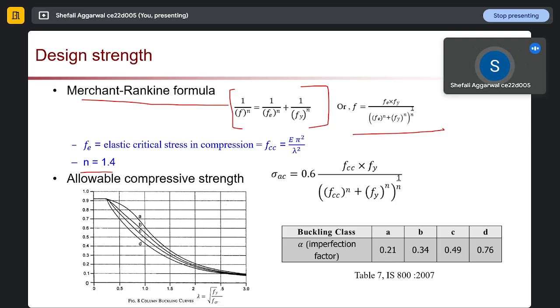And this is a curve of the allowable compressive strength. If you see it here, this is the slenderness ratio on this axis. Based on the different types of curves, we can calculate our alpha value as 0.21, 0.34, 0.49 and 0.76, for curves a, b, c and d. And from here we can calculate sigma ac, the point at which we want to calculate our strength value. It will be given by 0.6 into Fcc into Fy, divided by (Fcc raised to power n plus Fy raised to power n), all raised to 1 upon n. Okay.